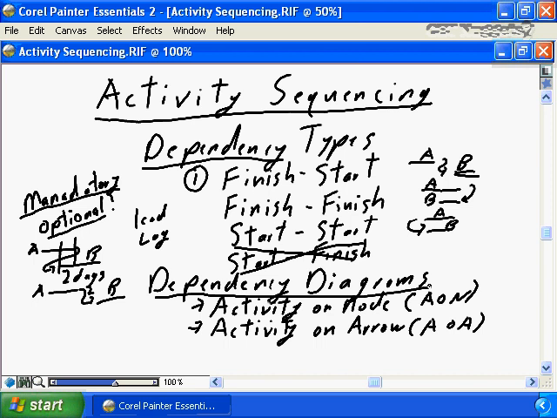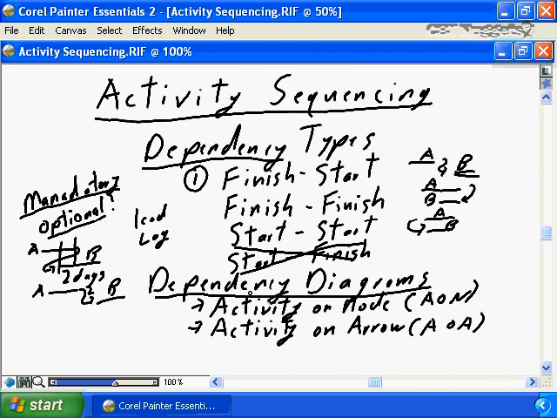As an active project manager delivering projects using a tool like Microsoft Project, which we'll be examining in part of this series, you do not need to create dependency diagrams. Your software will create the dependency diagrams for you. You simply define the dependency types to your project software, and the project software itself will create the dependency diagrams.